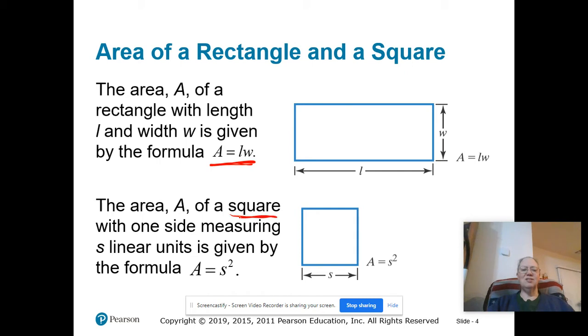A square is just a special type of rectangle, a rectangle where all the sides are the same length. So while technically this is length right here and width right here, with a square we generally call it S for side, and this is S and this is S. Since they're the same length, it's a square, so S times S is S squared. But if it's easier for you to remember, you can think of it as length times width.